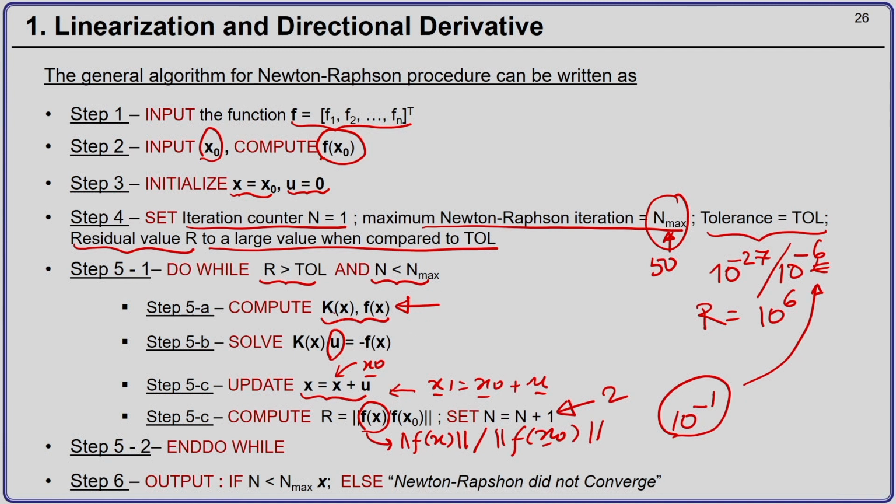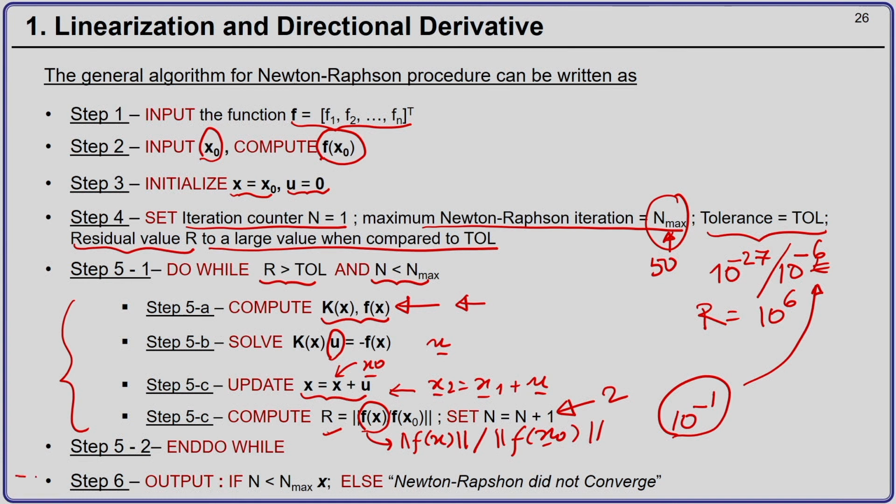Now, again you will compute k, the tangent matrix at x 1, and the force vector at x 1, you will recompute u, and then you will get x 2 as x 1 plus u. Then again you compute the value of r and increment the iteration counter, and you keep on doing this till you come out of this do while loop.